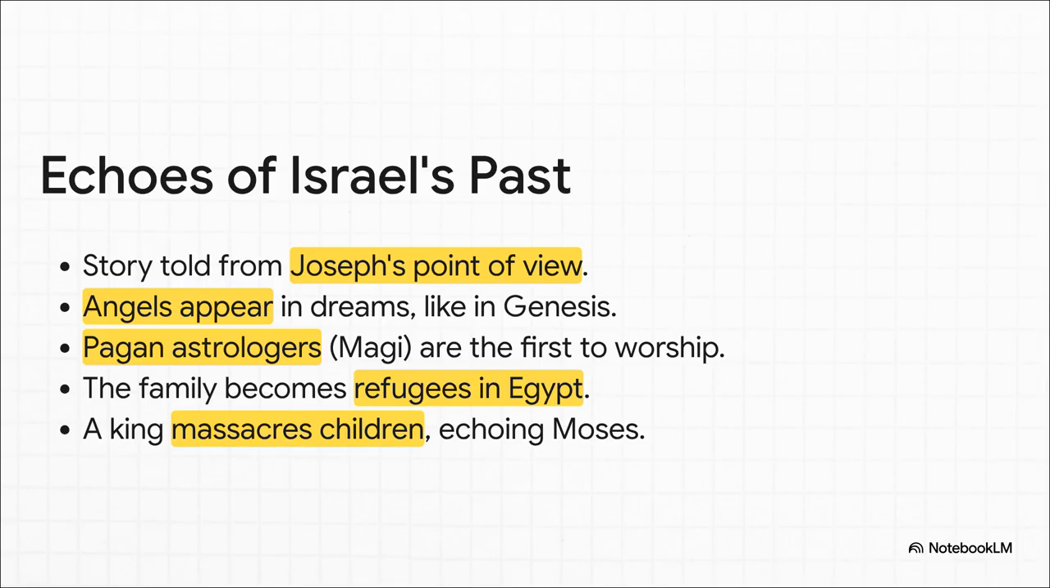The very first people to worship him aren't Jewish leaders, but pagan astrologers from the East, a huge signal of his global reach. The family has to flee and become refugees in Egypt, and a tyrant king tries to kill him as a baby, a direct, chilling echo of the story of Moses. Matthew is shouting from the rooftops. History is repeating itself and reaching its climax right here, right now.